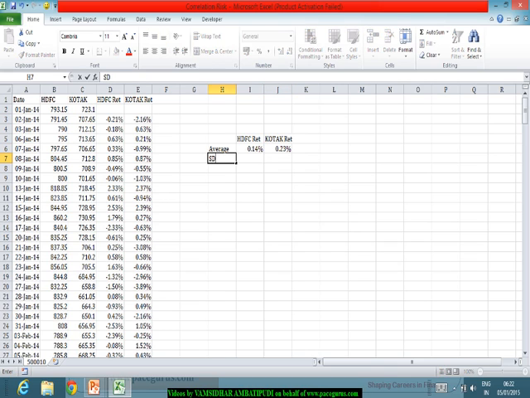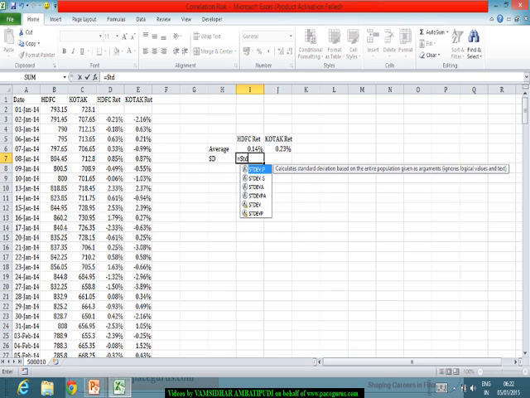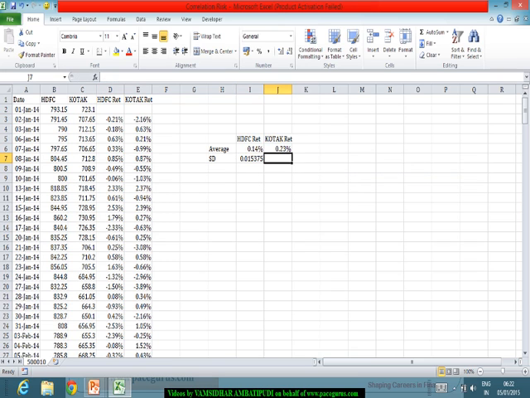I'll take the daily standard deviation as well. Looking at the daily standard deviation of returns, it is 1.54% for HDFC and 1.67% for Kotak on a daily basis.